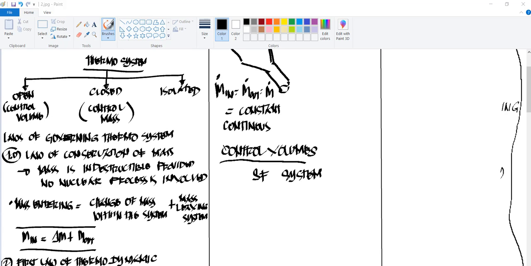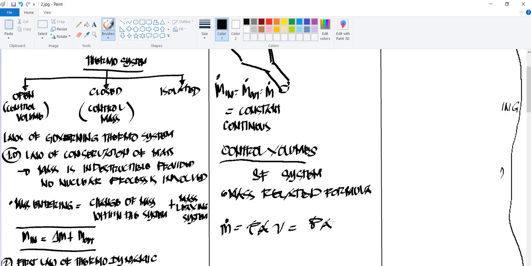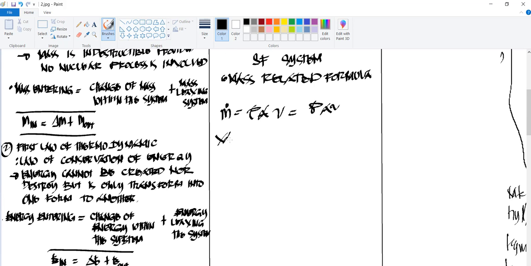So, control volumes or steady flow energy equations. We have your mass related formula. Again, that will be mass flow rate equals density times the area times the velocity, or density times the area and then the specific weight. Another variant form of this equation will be density 1, area 1, velocity 1 is equal to density 2, area 2, and velocity 2.